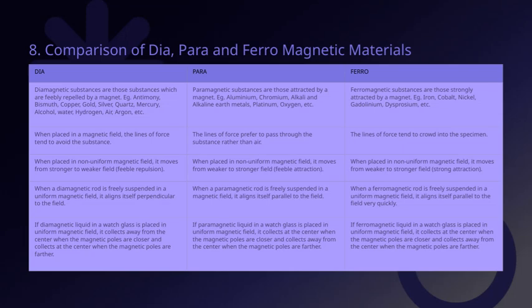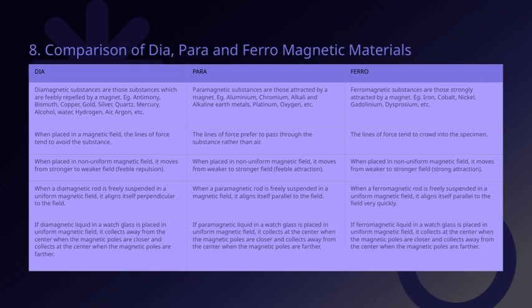Let's examine the comparison between diamagnetic, paramagnetic, and ferromagnetic materials. Starting with diamagnetic substances, these are materials that are weakly repelled by a magnetic field. Examples include antimony, bismuth, copper, gold, silver, quartz, mercury, alcohol, water, hydrogen, air, and argon. When such materials are placed in a magnetic field, the magnetic lines of force tend to avoid the substance, meaning they prefer to pass around it rather than through it.